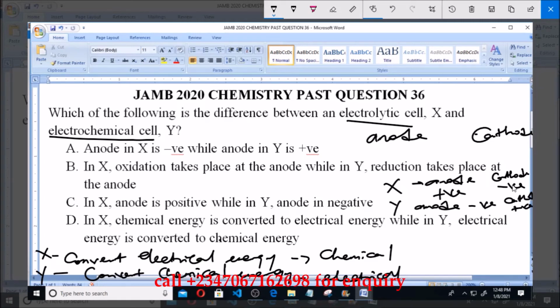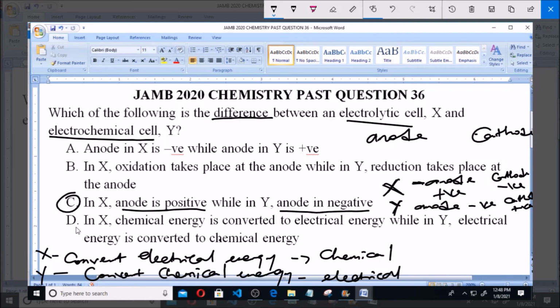But oxidation takes place in both anodes, that is, oxidation takes place at the anode of X, which is positively charged, and also at the anode of Y, which is negatively charged. Now let's go back to the question. The question is asking us for the difference between these two types of cells. Now the answer to this question is option C, which says in X anode is positive, just like I have said, while in Y the anode is negative. So that is the answer to the question.